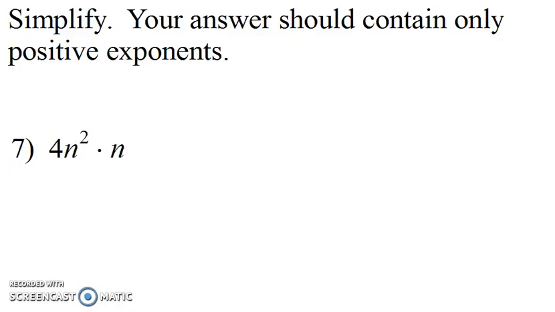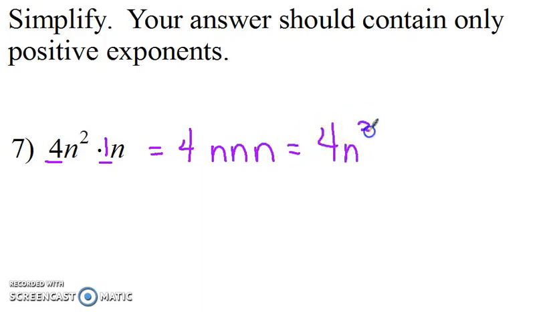All right, here is another product rule. This time, it gives us a product rule with letters. But it doesn't really make a big difference. So we have our 4 and our 1, and we're going to multiply those together, and that equals 4. And now we're going to write in twice and in once. So we know we're going to have 4n to the 3rd power.